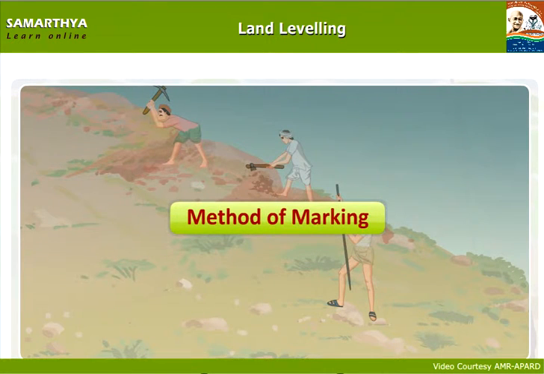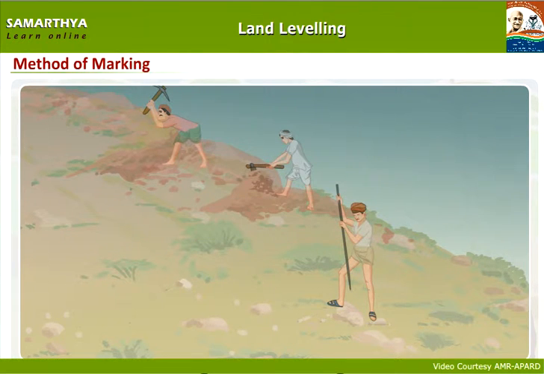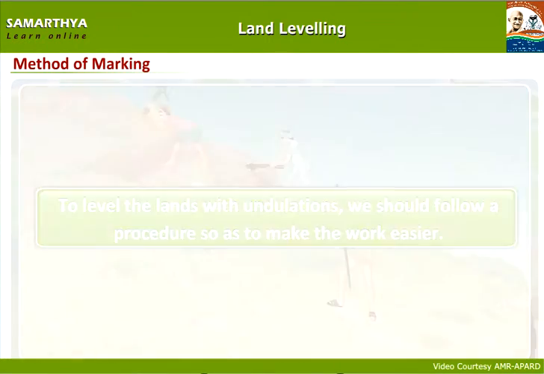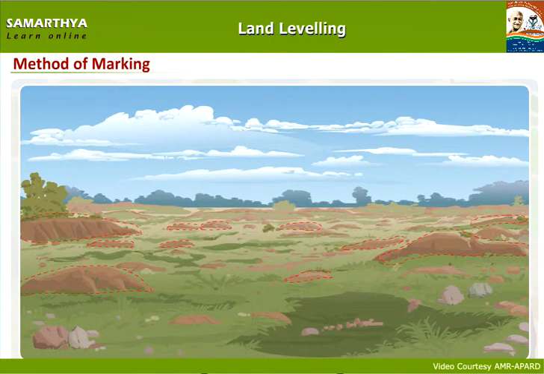Now let's learn about the method of marking for leveling. To level the lands with undulations, we should follow a procedure so as to make the work easier. Firstly, mark the entire land and then mark the low-lying areas. Now the fertile topsoil from high points of the land is collected and deposited separately as a heap.